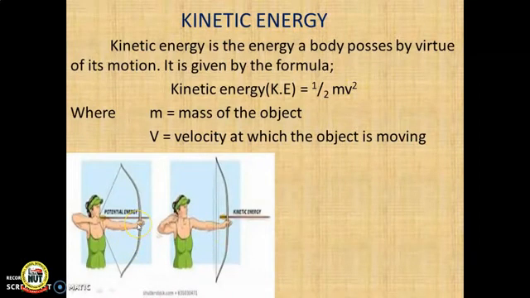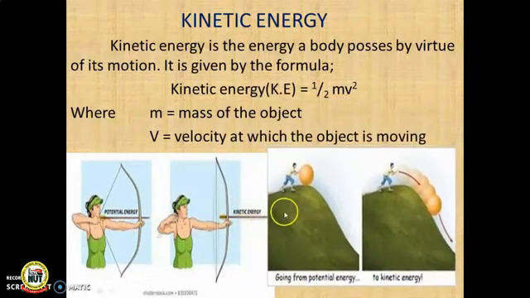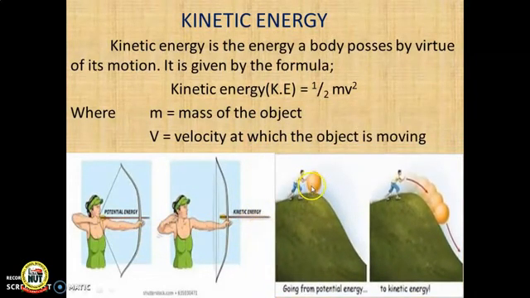This man has his arrow. Before he shoots this arrow, he has potential energy. Immediately you release this arrow, the arrow is in motion. So at this point, it's no more potential energy, but kinetic energy.